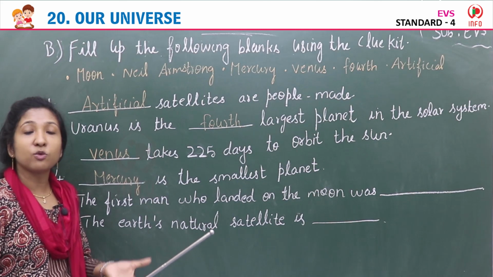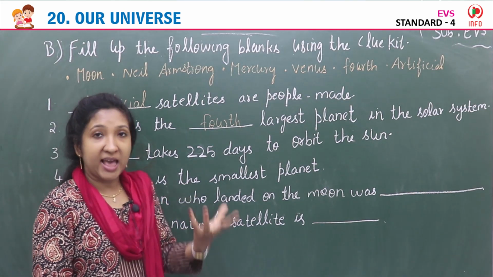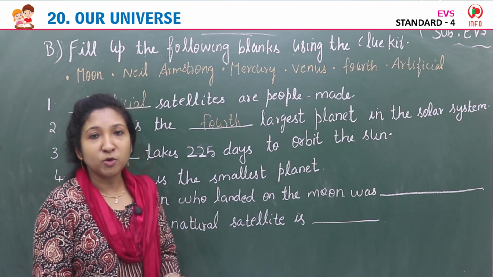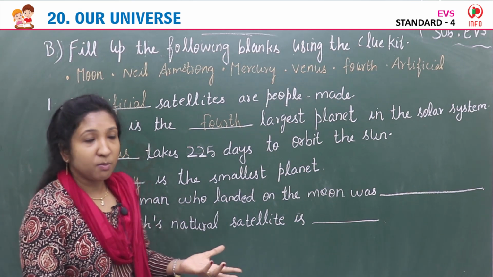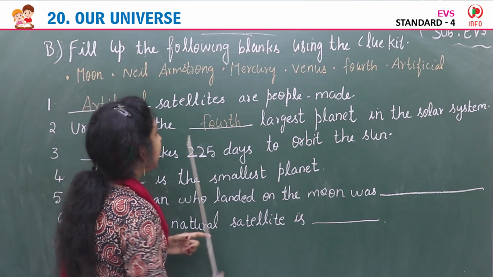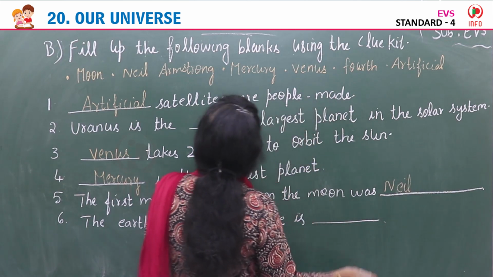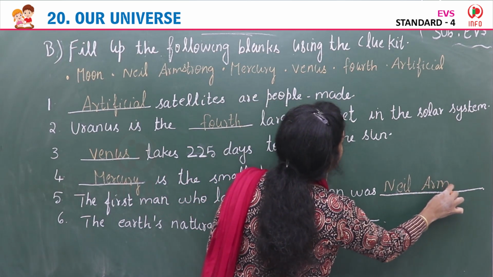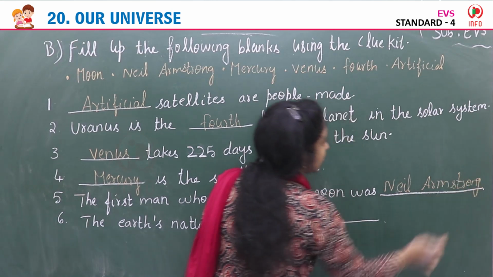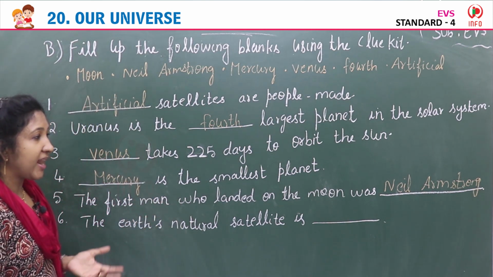He was the first man who landed on the moon to see whether any life exists there, whether there is a chance of any life on the moon. But there is no air and no water on the moon, so no life is possible. Yes, so the first man who landed on the moon was Neil Armstrong. Neil, then Armstrong, ARMSTRONG. They went to study about the moon. The first man who landed on the moon was Neil Armstrong.